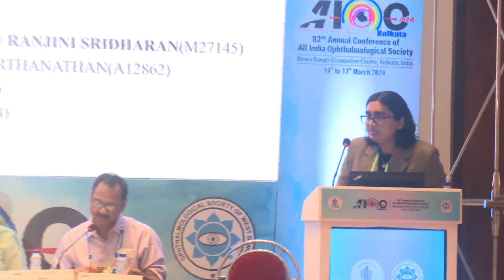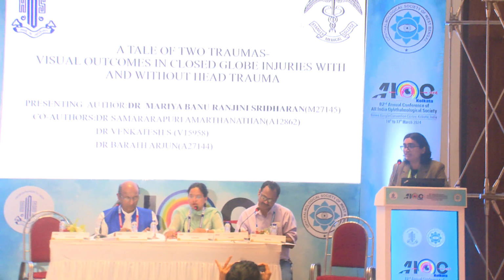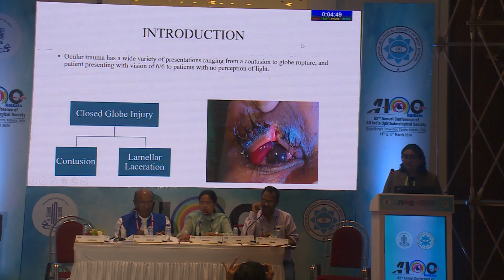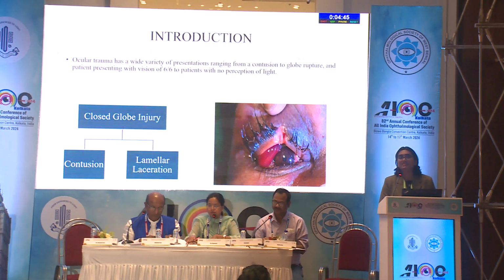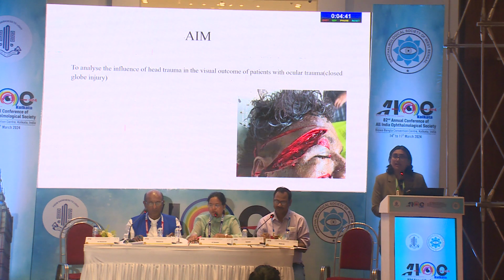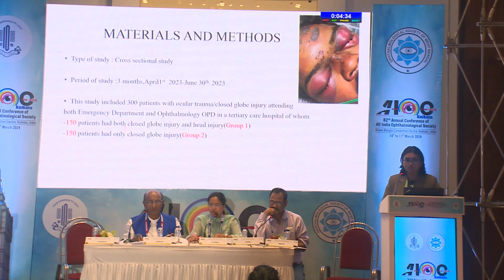Good evening, everyone. I'll be presenting a tale of 2 traumas, which compares the visual outcomes in closed globe injuries with and without head trauma. Ocular trauma has a wide variety of presentations, ranging from a contusion to a globe rupture, and patients presenting with a vision of 6/6 to a patient with no perception of light. Our aim of the study was to analyze the influence of head trauma on the visual outcomes of patients with ocular trauma. We included only closed globe injuries.